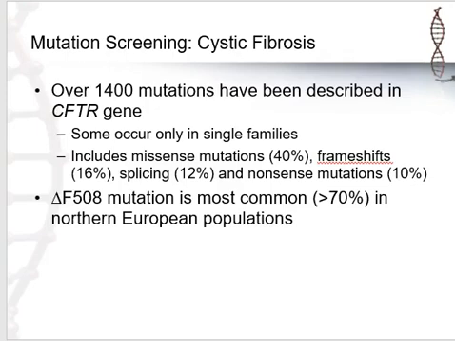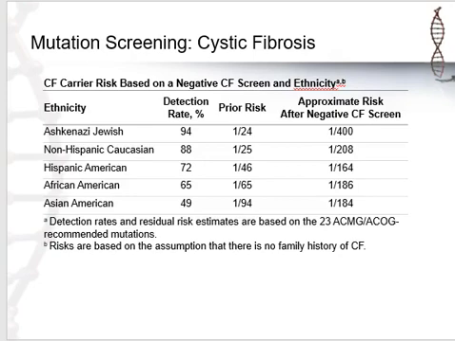Cystic fibrosis is another common disorder. However, unlike sickle cell anemia, there are 1,400 changes in the gene CFTR. Some occur only in single families. These include missense mutations, frameshift mutations, splicing, and nonsense. Delta F508 is the most common in the European population.